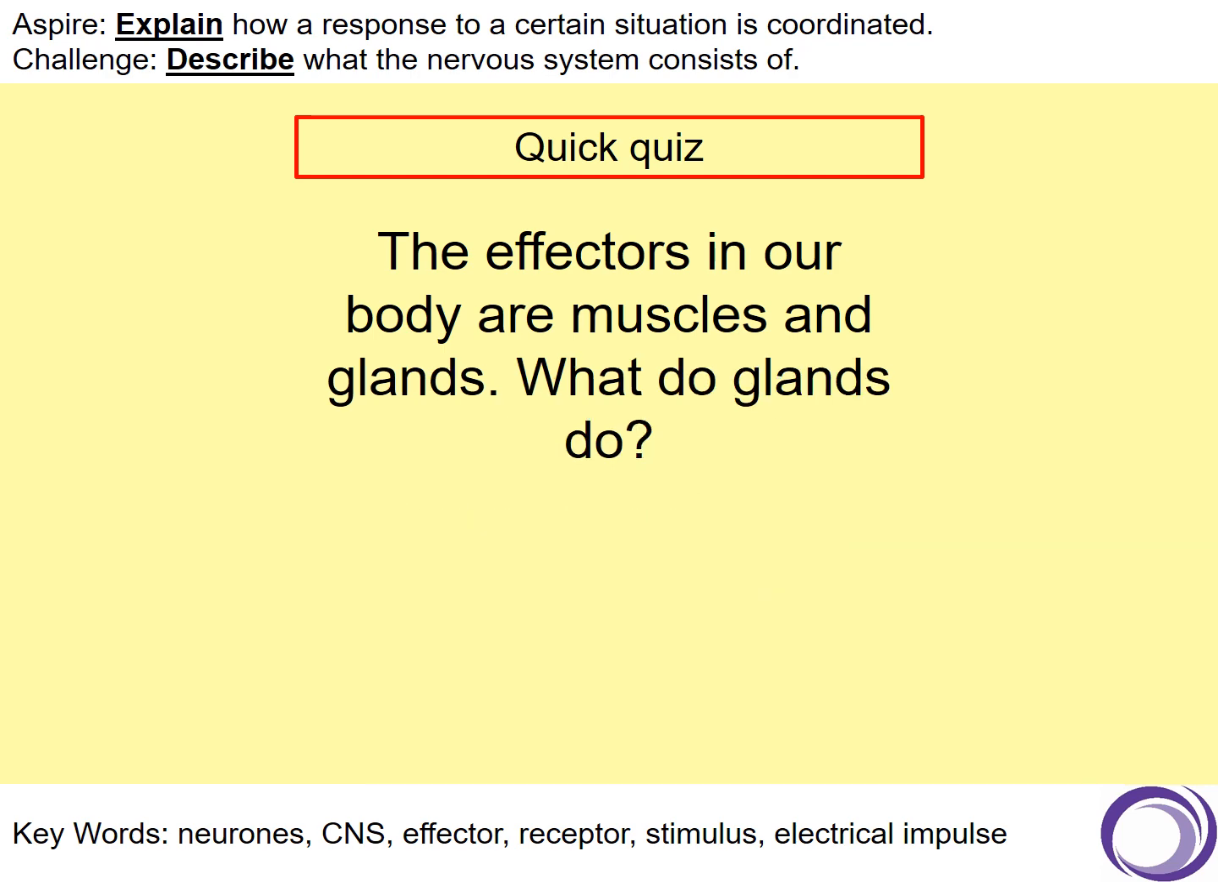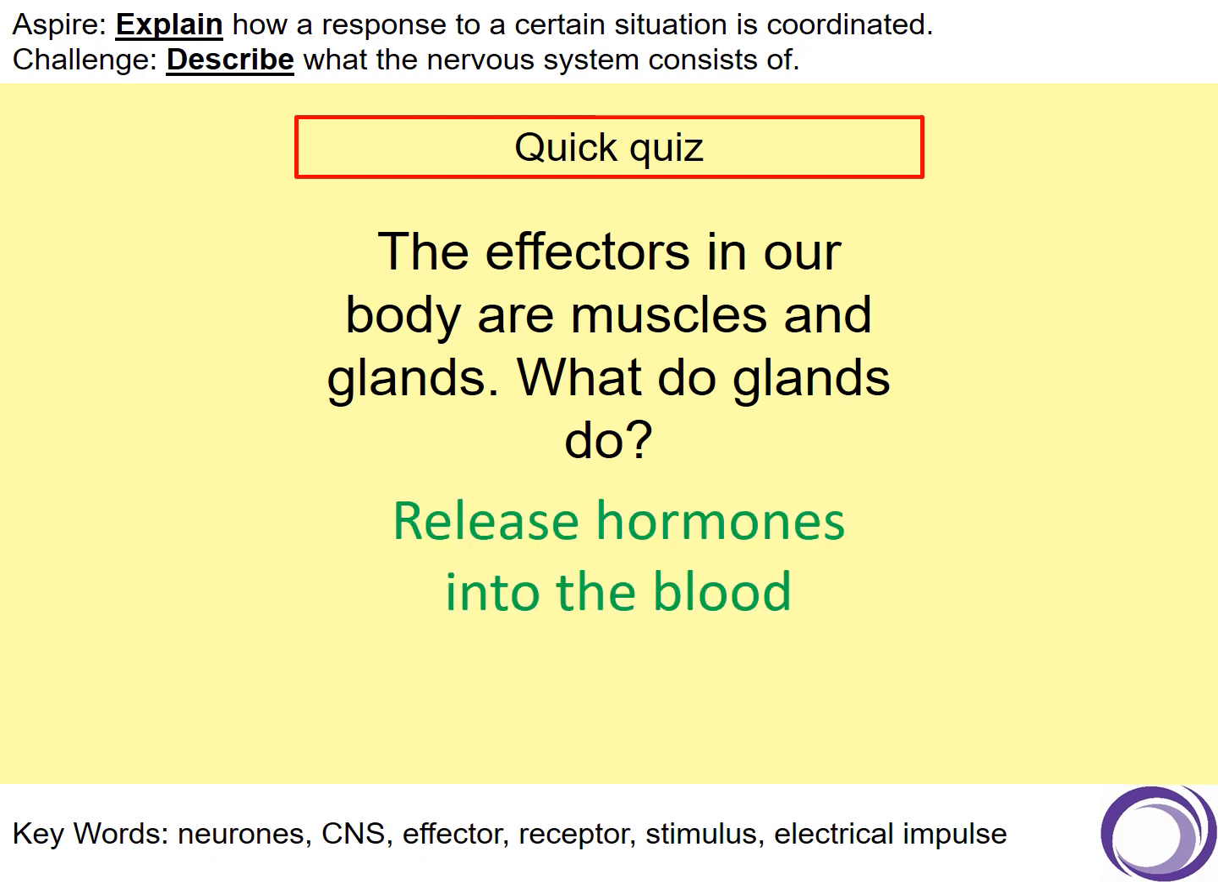Right, last question. The effectors in our body are muscles and glands, but this time what do glands do? So again, I'm going to give you 10 seconds, off you go. So hopefully you've got written down that glands release hormones into the blood.